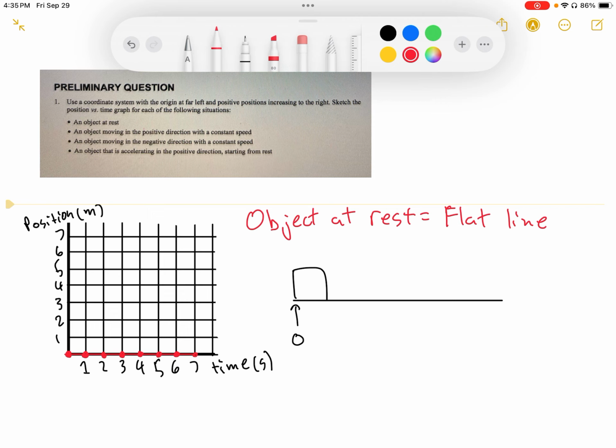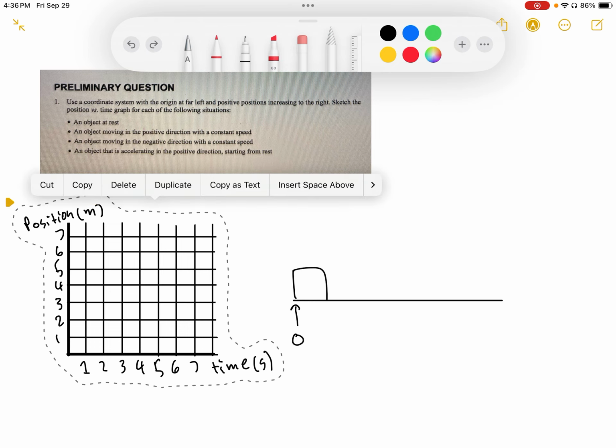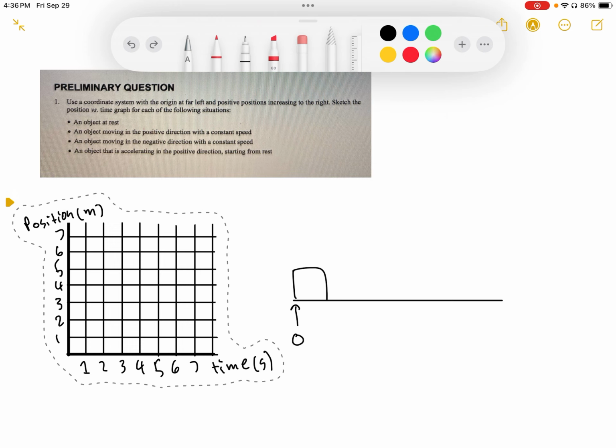Now, if I wanted to also turn this into a velocity versus time graph, let me copy and paste this, it'll make sense in a second. Okay. My cats are going crazy. I'm sorry if you heard that. Okay. Let me copy that so we can just use it.